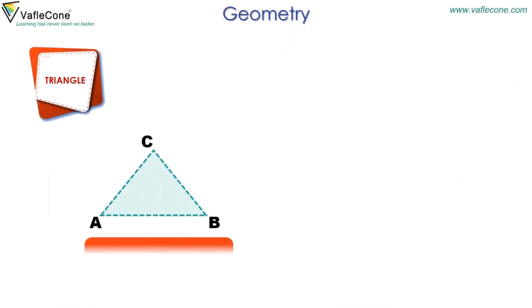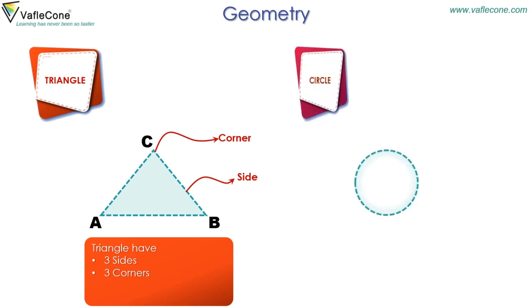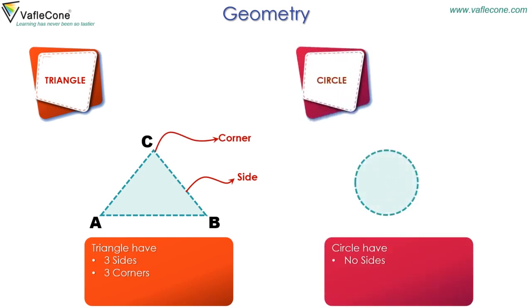Triangle. A triangle has 3 sides and 3 corners. Circle. A circle has no sides and no corners.